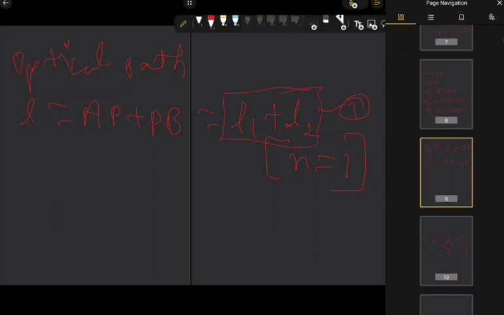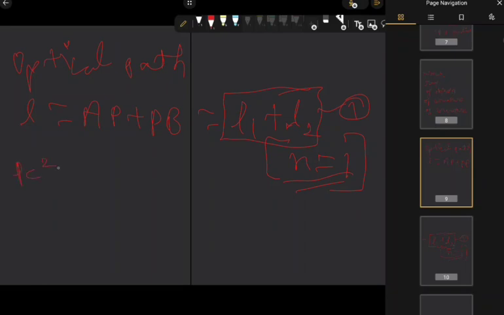It will not be L1 plus L2. L1 divided by something, L2 divided by something will come. Okay, so that's a different thing. But we have considered, for simplicity, n is equal to 1. That's why the optical path is equal to L1 plus L2 over here, in order to simplify our case.